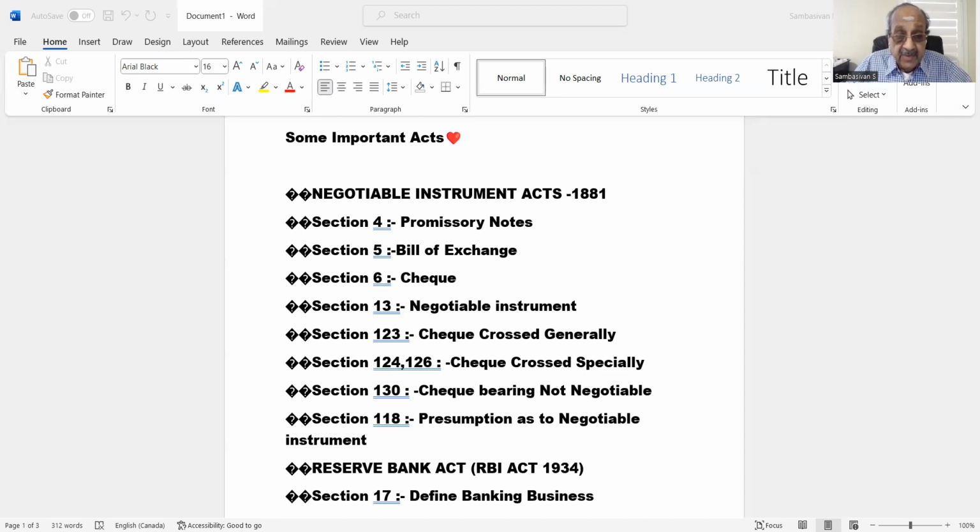That is, a DD endorsed in blank is still an order instrument. Section 18, if the amount in words is different from amount in figures, check should be passed for amount in words. However, in practice, such checks are returned. Section 19 defines instruments payable on demand. Point number 11, Section 69, if an instrument is payable at a specified place, it should be presented there.